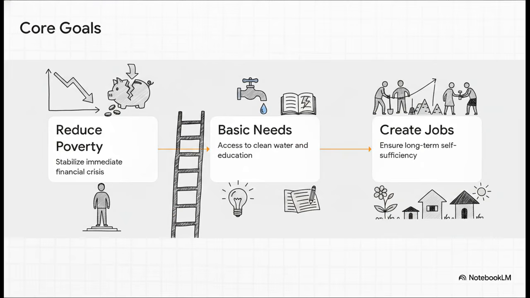To actually pull that abstract idea off, the whole process boils down to 3 logical, sequential steps that you should absolutely memorize. Step 1, reduce poverty. You have to stabilize the immediate financial crisis first. Step 2, provide basic needs. Once the extreme poverty is addressed, you bring in the essentials like clean water, reliable power, and primary education. And then, step 3, create village jobs. This is the long-term play, ensuring the village becomes totally self-sufficient rather than relying on outside aid forever. Think of it like a ladder. You stabilize, you support, and then you sustain.